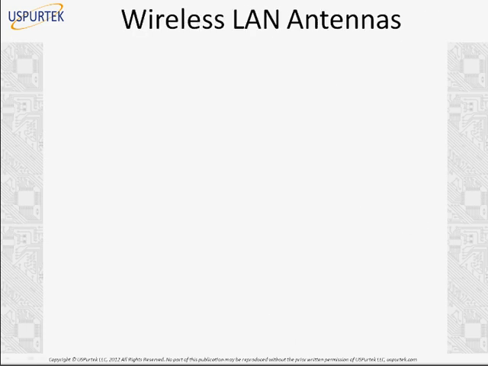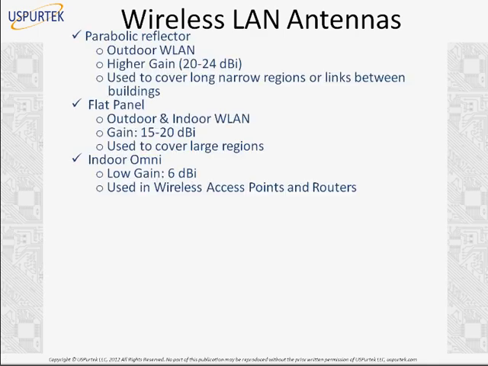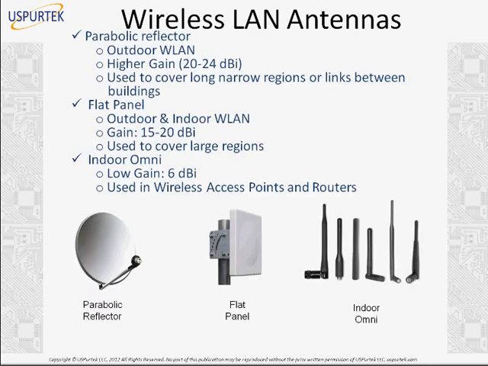Wireless LAN antennas look different, as most of you must have Wi-Fi at your home or business or wherever you work. There are outdoor wireless LAN antennas with a higher gain of 20 to 24 dBi, which are used to cover long, narrow regions or links between buildings. These you usually don't see because they're at the top or on the side of the building. And they are used mostly in enterprise wireless LAN networks.